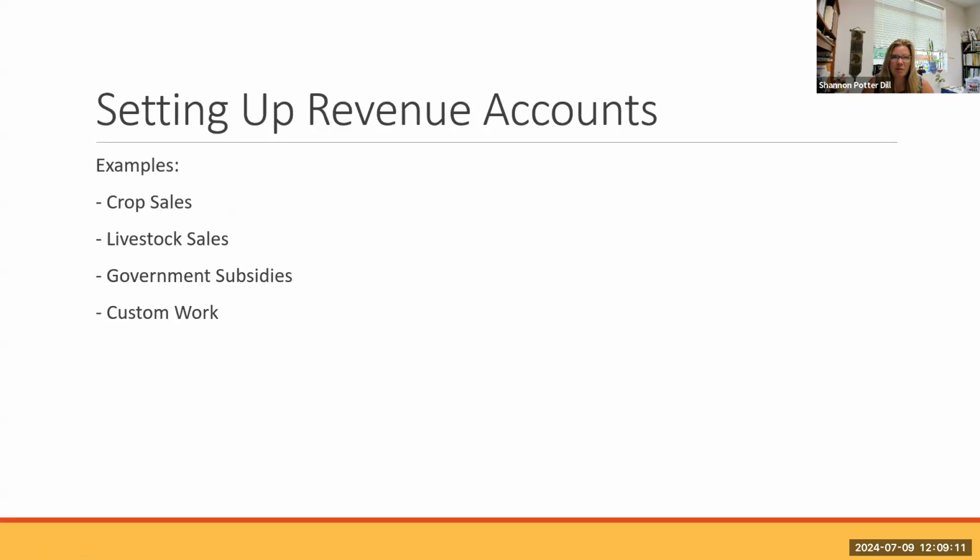Most popular are your revenue accounts. These are the ones that you're definitely going to need to track as you're reporting for your tax purposes, as you're creating your cash flow statement. So that's crop or livestock sales, any government payments or custom work that's done would be considered a revenue account or an income account that's coming into your finances.